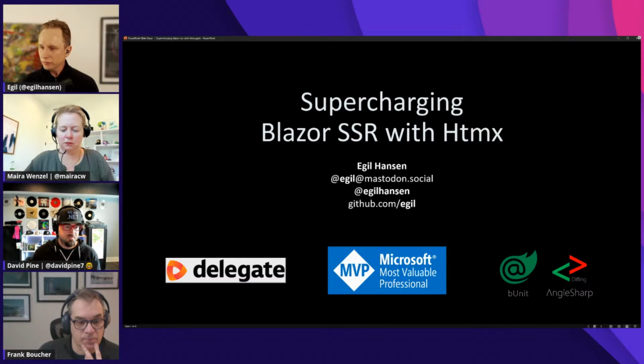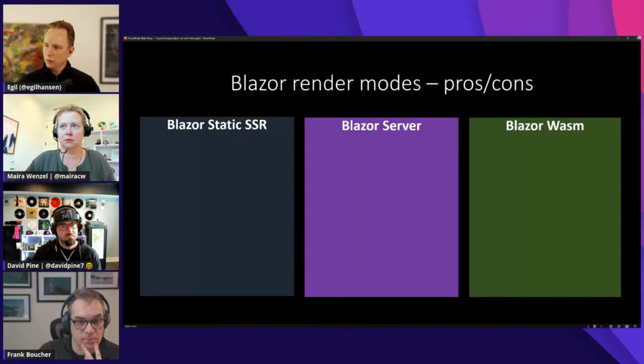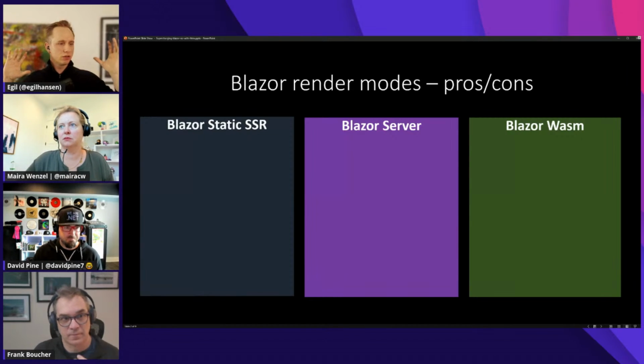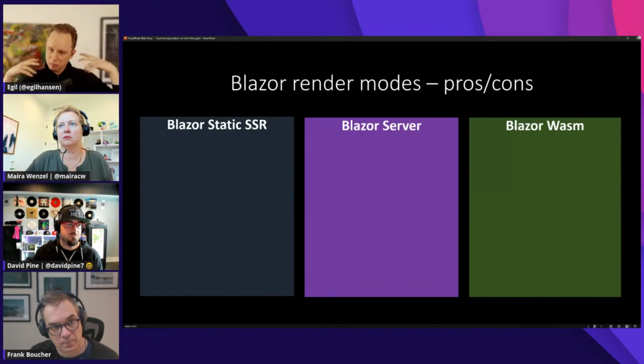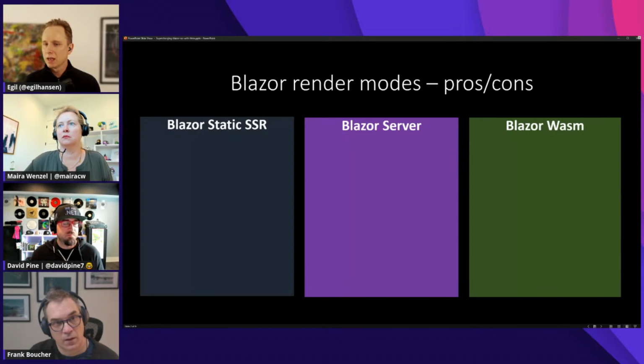But before we get to that, I want to talk a bit about the render modes. And I know at least you, David, you've written the book on, well, not the book, you've written a book on Blazor. So you might be able to contribute here. I want to list the pros and cons about the different render modes at a fairly high level, just to see where we can actually maybe do some work with Htmx to make Blazor even better.